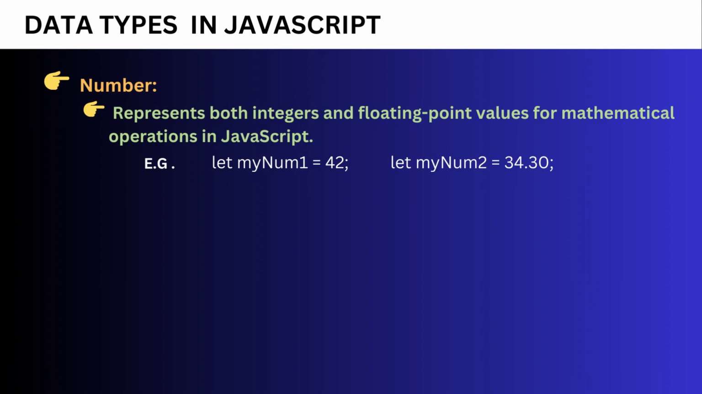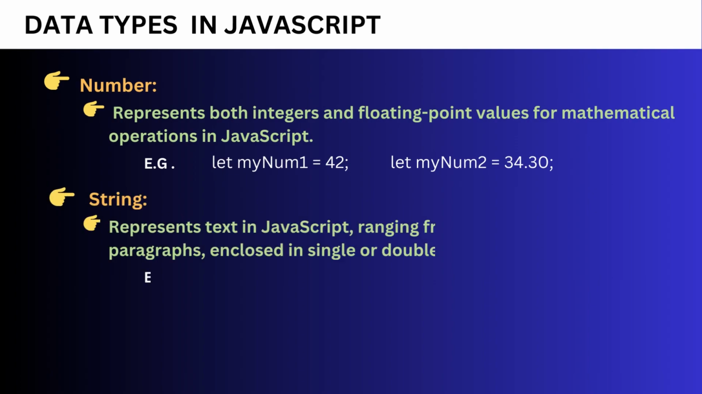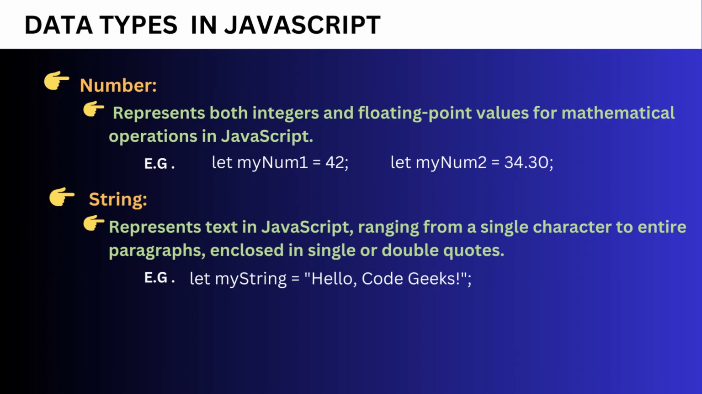After this, we have the string data type. A string is used to represent text in JavaScript. It can be a single character or a whole paragraph. You enclose strings in single or double quotes. But remember, if you are creating a string and using single quotes, you need to add a single quote on both sides. You can't use a single quote on one side and a double quote on the other side. This is wrong.